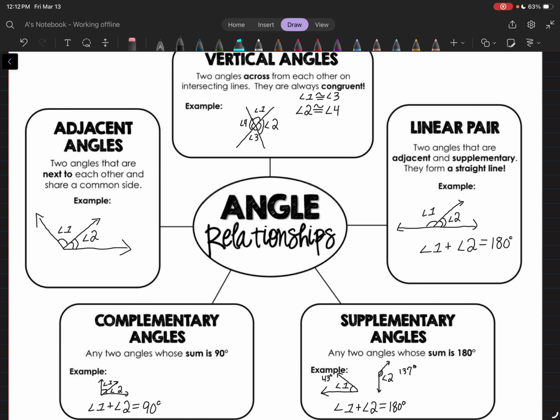Supplementary angles, I'm looking at the bottom right, are two angles whose sum is 180. That is any two angles. A linear pair is a mix between adjacent and supplementary. If they are adjacent, they're side by side, and they are supplementary, then it is going to form a straight line. That is going to be a linear pair. So a linear pair is a special kind of supplementary angle because it is adjacent. The last one on the bottom left is complementary, any two angles whose sum is 90.